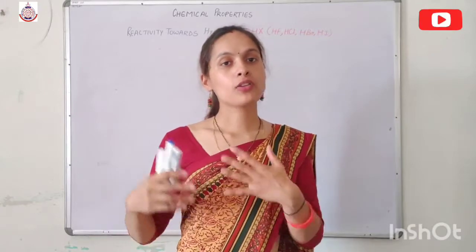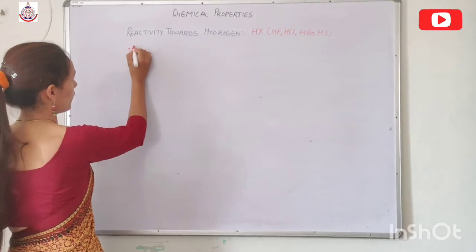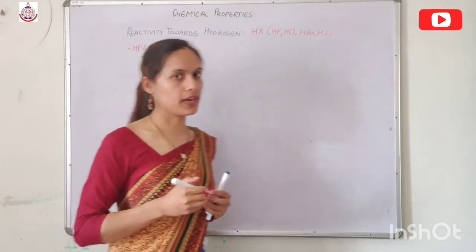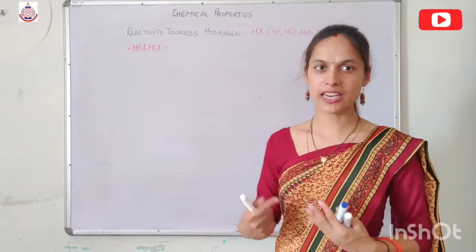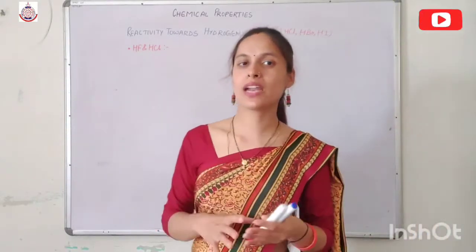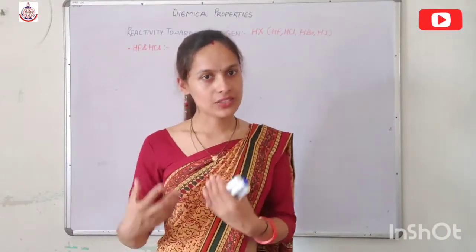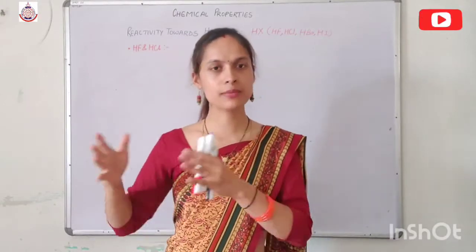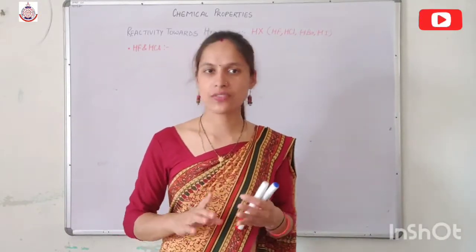Now, if we talk about the preparation of these different halides, first I'll talk about the preparation of HF and HCl. HF and HCl can be prepared by heating the corresponding metal fluorides and metal chlorides with concentrated H2SO4. The industrial as well as the commercial preparation method is the same: by heating the metal fluorides and metal chlorides with concentrated H2SO4, we get HF and HCl.